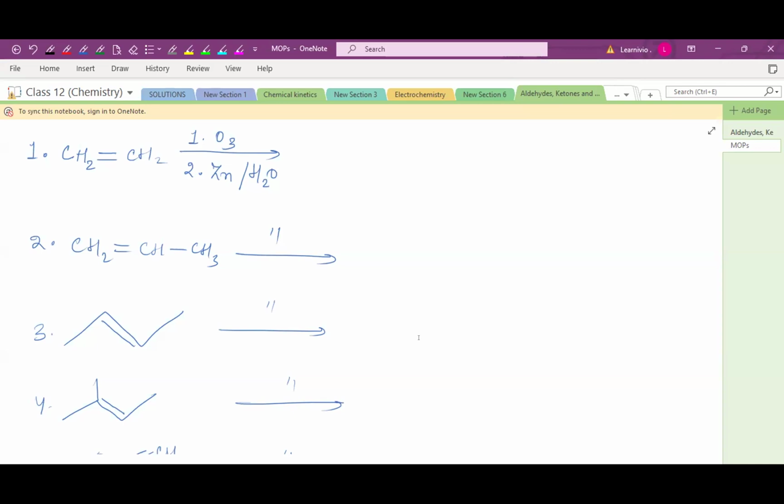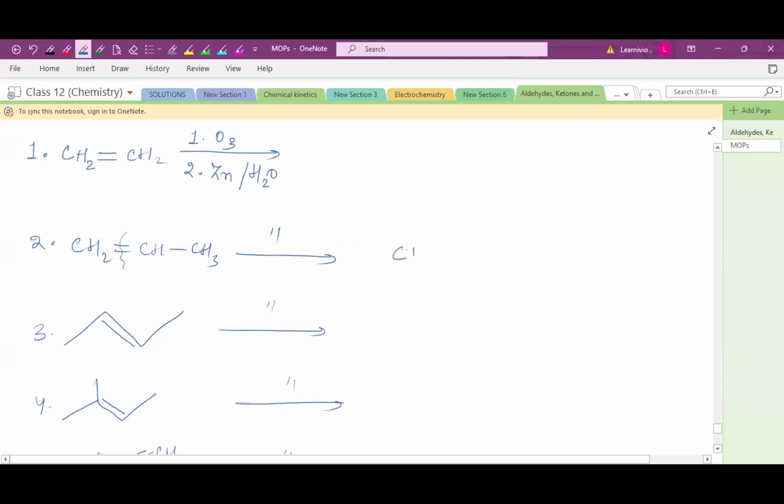Ma'am, can you explain the second one once? Okay, second question. It's very simple. What you're supposed to do: this bond will break, and from where the bond is broken, on this carbon and this carbon, you have to attach the oxygen. So if you attach the oxygen, what will be the product?